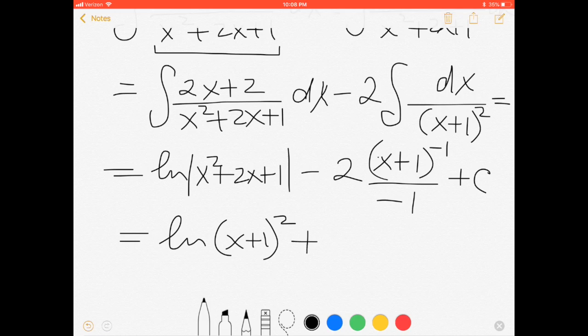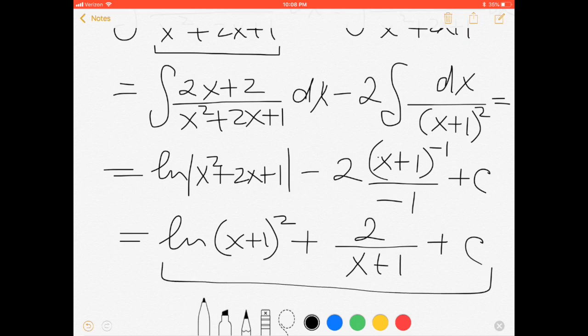Square plus 2 over x plus 1 and plus c. This is the final answer.